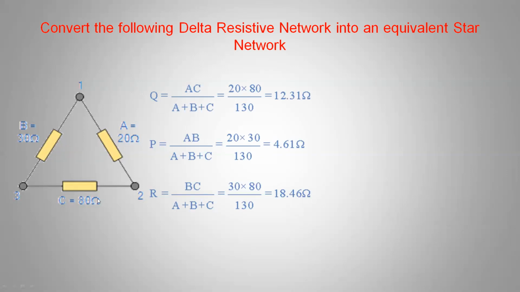You are calculating R1. So this is RA into RB by RA plus RB plus RC. In the same way, the second resistance is A into C by A plus B plus C. The third resistance is C into B by A plus B plus C. So this is converting the delta resistive network into an equivalent star network.